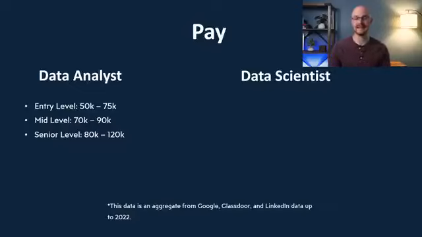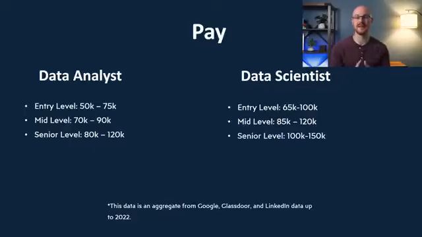But now let's take a look at the data scientist. For an entry-level role, you'll be looking at $65,000 to $100,000. For a mid-level role, anywhere from $85,000 to $120,000. And then for a senior data scientist role, anywhere from $100,000 to $150,000. You'll notice some overlap on both of these, where it's $65,000 to $100,000 versus $85,000 to $120,000. Those are just the averages.